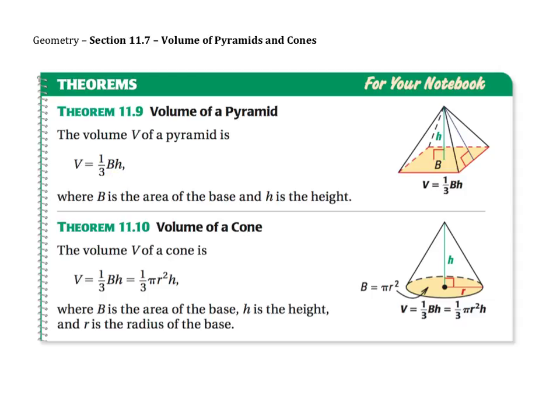So it's just like when we were doing prisms. You find the area of the base, multiply by the height, and instead of multiplying by 1/3, I would just do the B times H and then divide by 3.